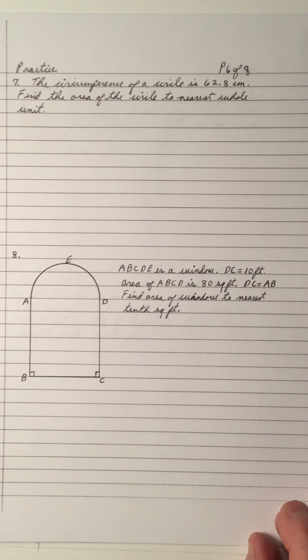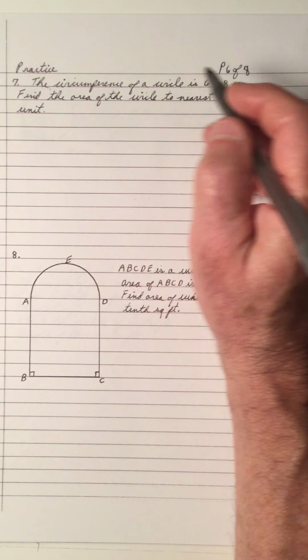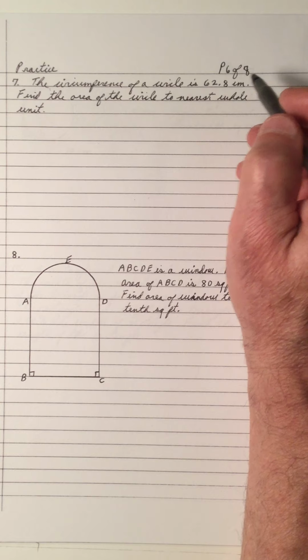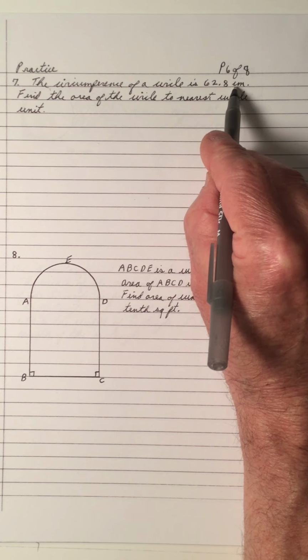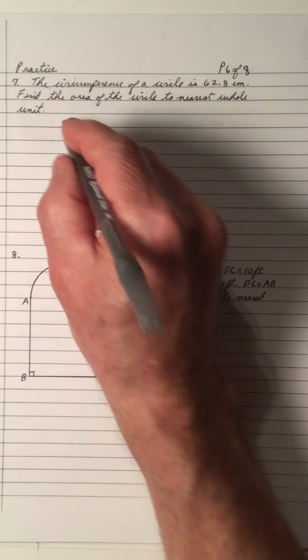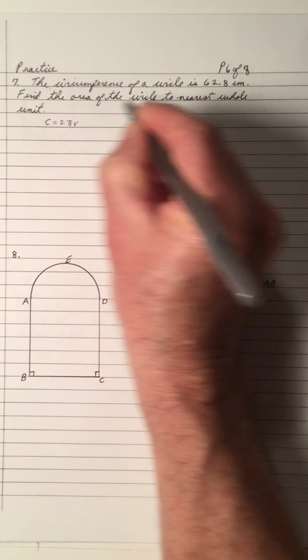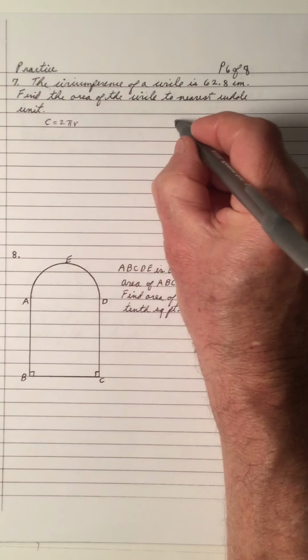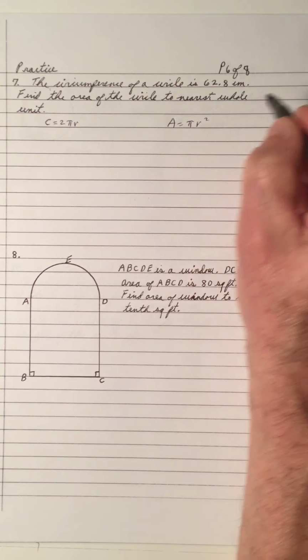And another one, practice. Practice means pause the video and work this out. Here we go. The circumference of a circle is 62.8 centimeters. Find the area of the circle. Well, let's see. The circumference is 2 pi r, and the area of the circle is pi r squared.